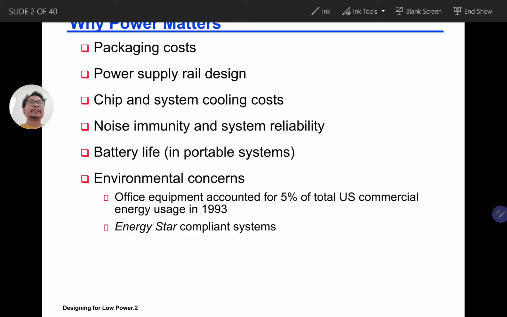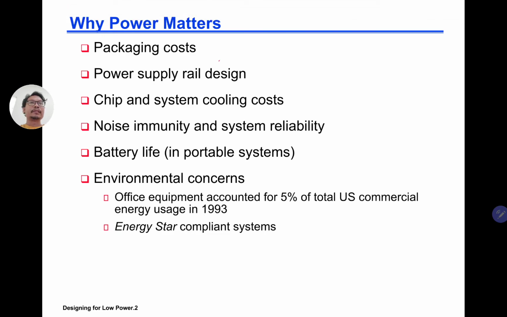Number one is the packaging cost. High power normally requires high cost in packaging: power supply rail design, chip and system cooling cost, noise, humidity and system reliability. Of course, when the system gets too hot, the operation of the transistors might change or alter slightly and impact the immunity and the reliability. Battery life as well. Power will impact the battery life in portable systems, and there are also environmental concerns.